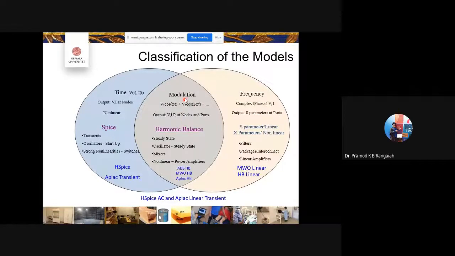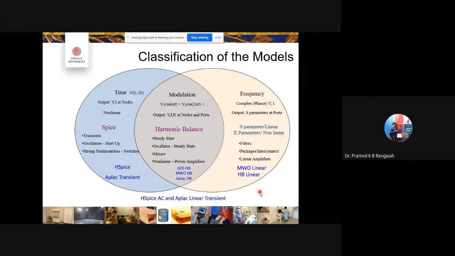So with a mix of these two, we have got modulation and we have got HB models, and we have got steady state oscillators, steady state mixers, and nonlinear power amplifiers. These are the devices majorly concerned with the modulation schemes. Models available are ADS HB, Micro Office HB, Applet HB. And apart from these three, we do have HPIC, AC, and Applet linear transient. These are some of the models which are available for our simulation.